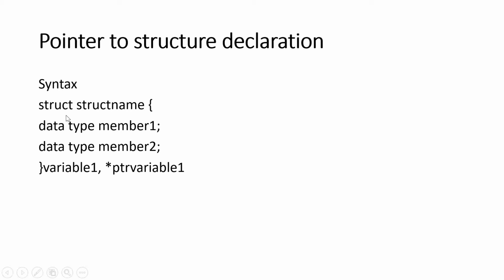We all know how to declare the structure: the struct keyword followed by the structure name, and it contains the structure member variables, followed by the structure variable declared outside. Here I can declare n number of variables. So here I have declared a normal variable, variable 1, and the pointer variable 1.